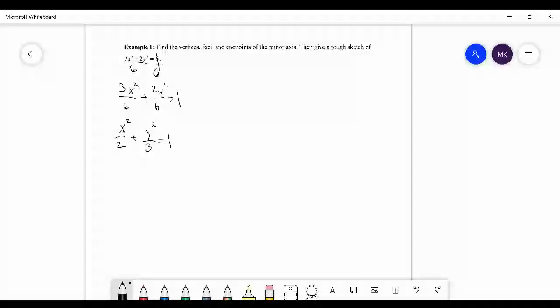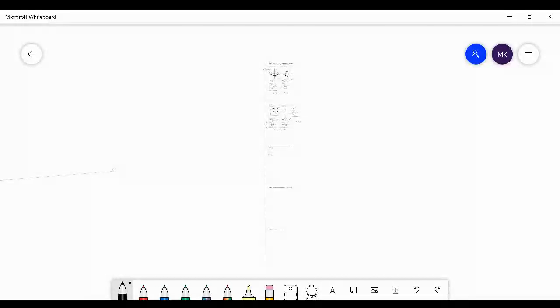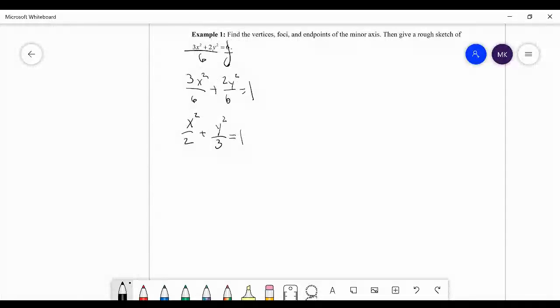Is this a horizontal or vertical major axis? What we have to think about is which variable has the larger denominator. You can see here clearly it's y. Y has the larger denominator because 3 is bigger than 2. So this is a vertical major axis. Vertical major axis.